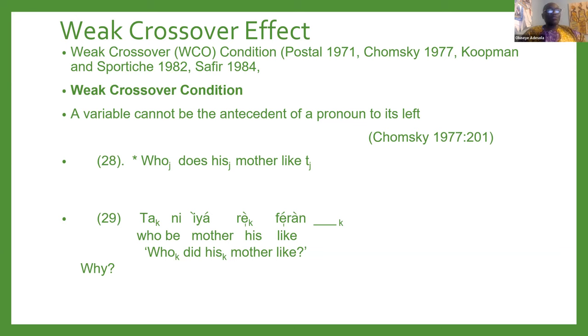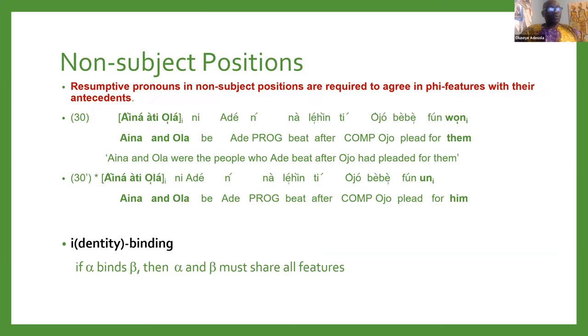And that goes back to Chomsky 1977, a variable cannot be bound by a pronoun to its left. This has also been examined exhaustively in the literature, but for Yoruba, this is not the case, in the sense that if I were to use the same sentence, Tani Yare Feran, the sentence is good. Why? Because of the resumptive pronoun. If it was a gap, then the sentence would not be good. If I say Tani Ya dash Feran dash, then the sentence will be bad. We can talk a little more about that if people have questions later on.